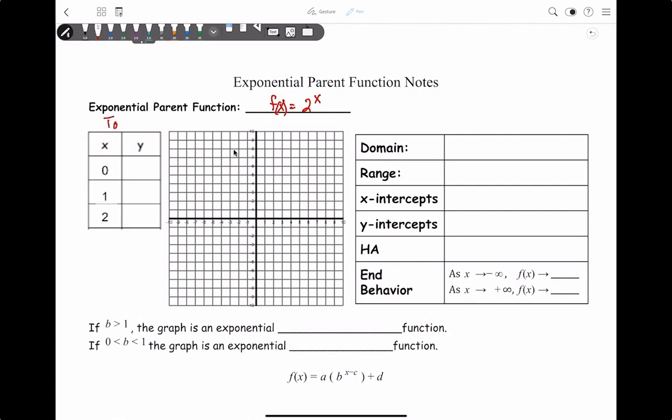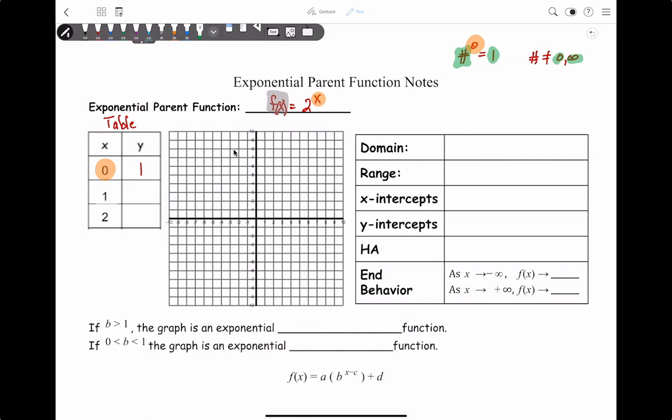So if I were to go over here to my table and say, when x is 0, that means when the power is 0, what would the y value be? In other words, what would it spit out as an output y value? 2 to the power of 0 is in fact 1, because any number to the power of 0 is 1 as long as that number is not equal to 0 or infinity. As long as the base is not 0 or infinity, when it's raised to the power of 0, it will always equal 1.